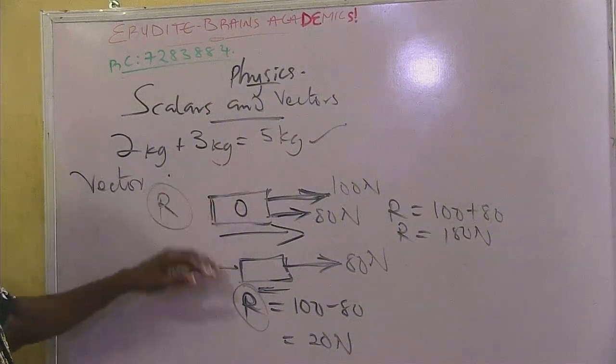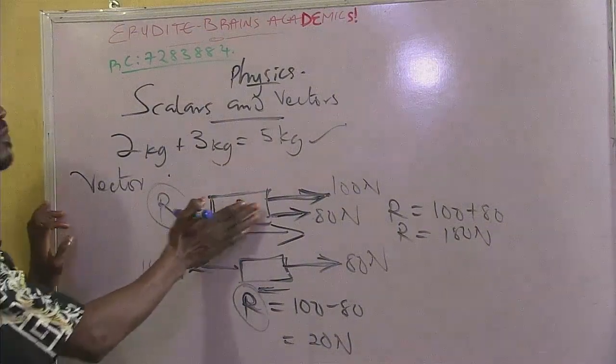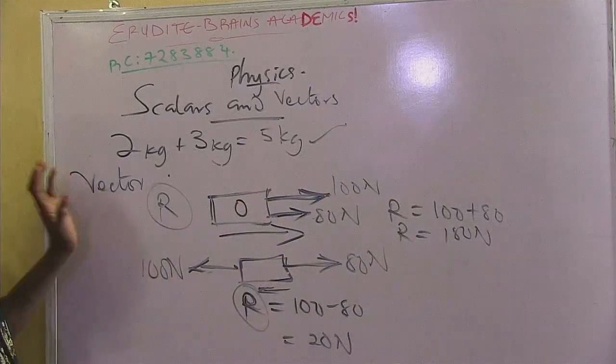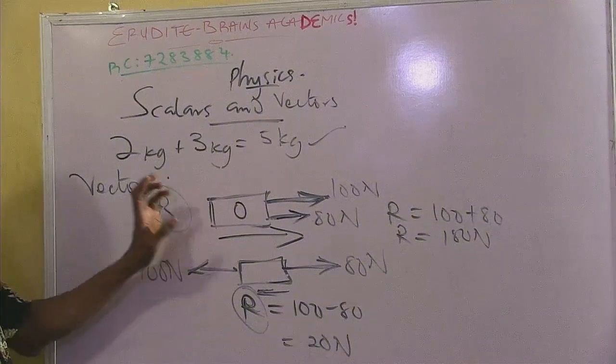So what is the difference between what I've explained now? When you have forces in the same direction, you add. When you have them in different directions, you subtract. That is the basic knowledge for vectors.